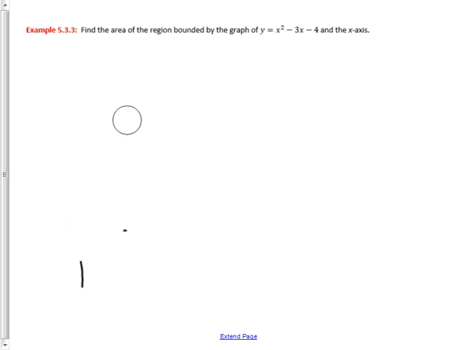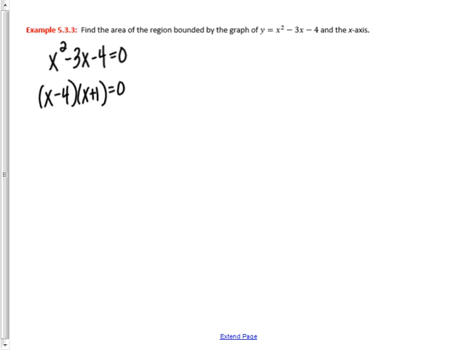Okay, so I told you how to do that. First thing you're going to do is set your graph equal to 0 to get your limits of integration. So it'll be x minus 4, x plus 1 equals 0. So x is 4 and x is -1. So that tells me I'm going from -1 to 4. Okay, so I have that.